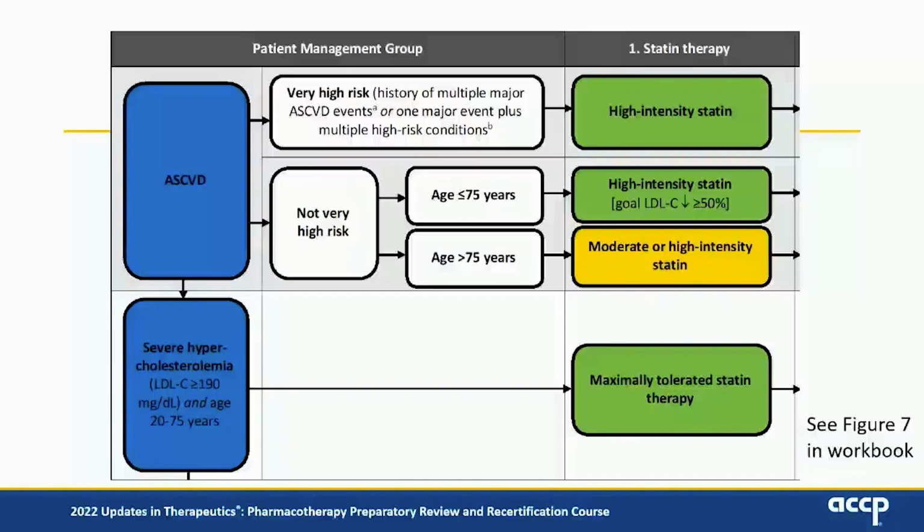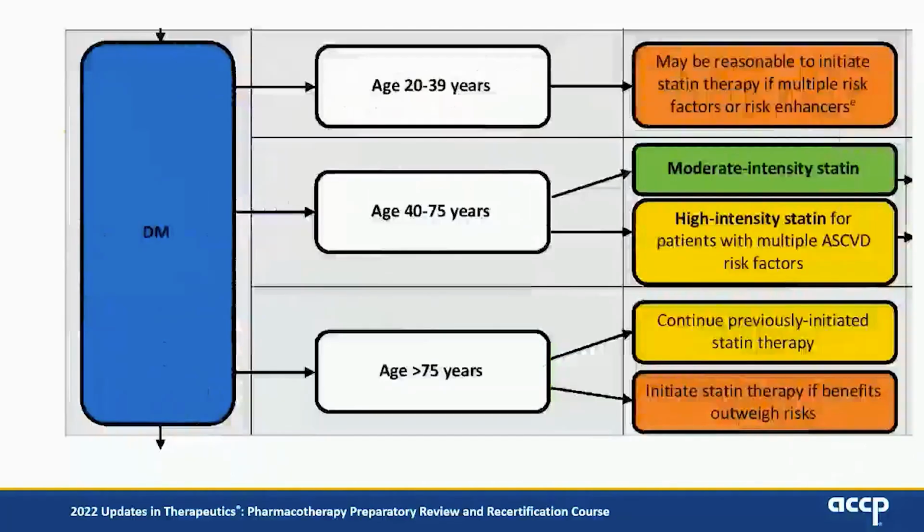If your patient does not have ASCVD, the next question is, do they have severe hypercholesterolemia, meaning an LDL-C of at least 190? Here, the recommendation is to use a maximally tolerated statin therapy, so really a high intensity, if at all possible. The third group is patients with diabetes.